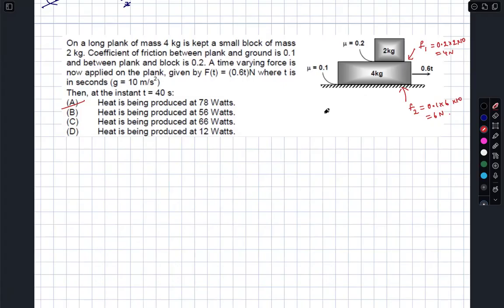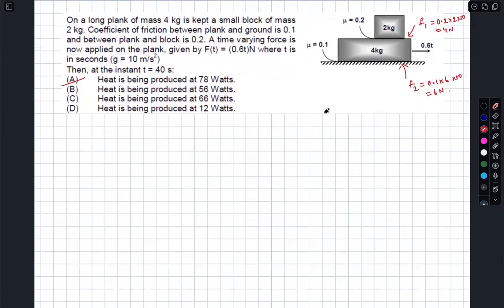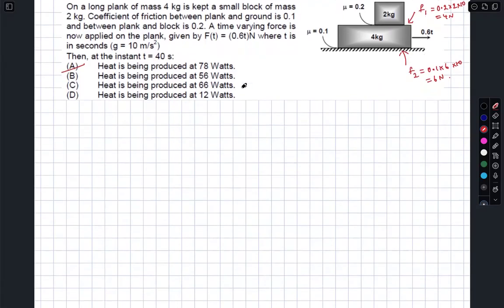On a long plank of mass 4 kg is kept a small block of mass 2 kg. Coefficient of friction between plank and ground is 0.1, and between plank and block is 0.2. You have a time varying force acting on the plank. At t = 40 seconds is what you need to know. Now, first of all, forget about all these questions. This is our old question.